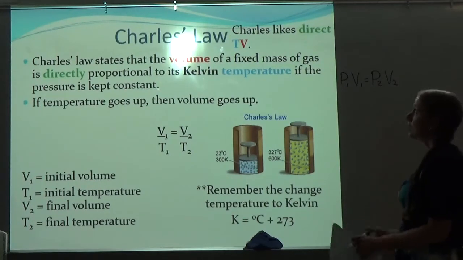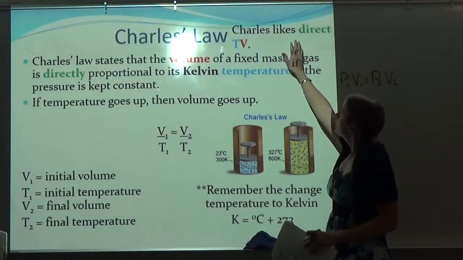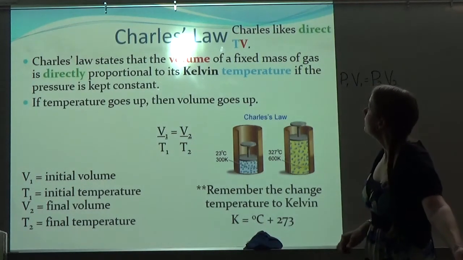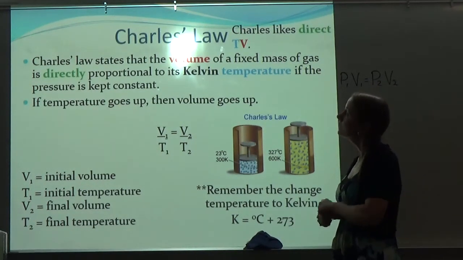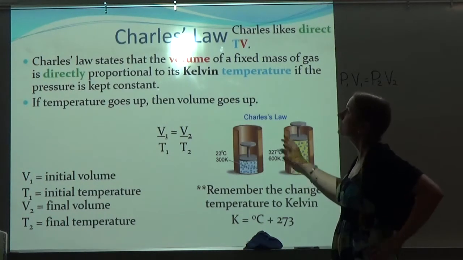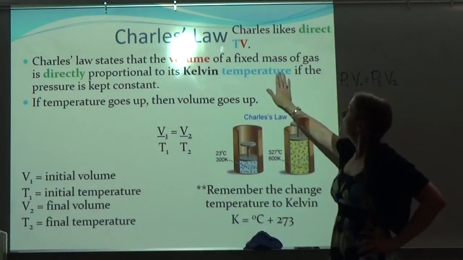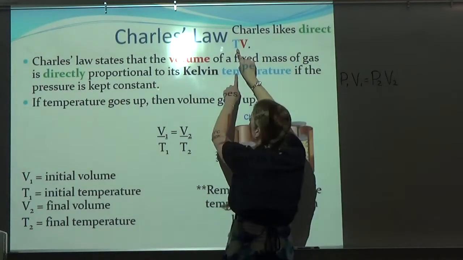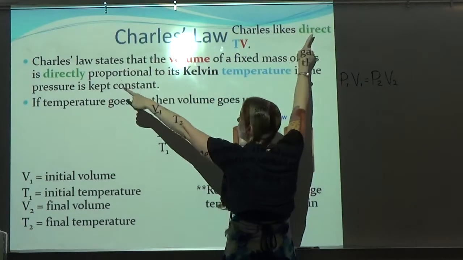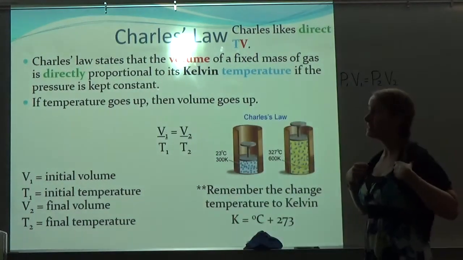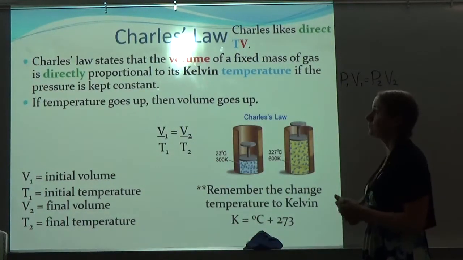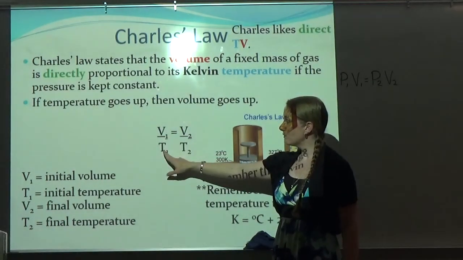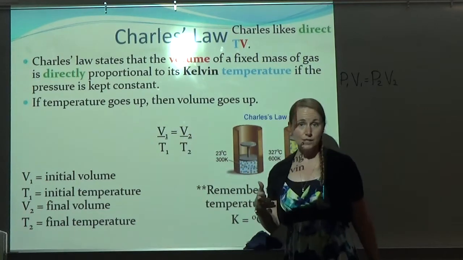All right, so next is Charles. The next line of my saying is Charles likes direct TV. Well, Charles' law states that the volume of a fixed mass of gas is directly proportional to its Kelvin temperature if the pressure is kept constant. So I said Charles likes direct TV. That means temperature and volume are directly proportional. So his equation looks like this. It's V1 over T1 equals V2 over T2.